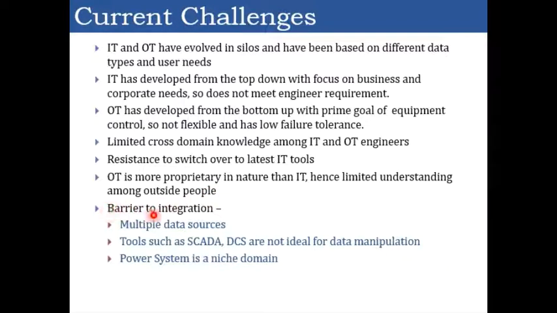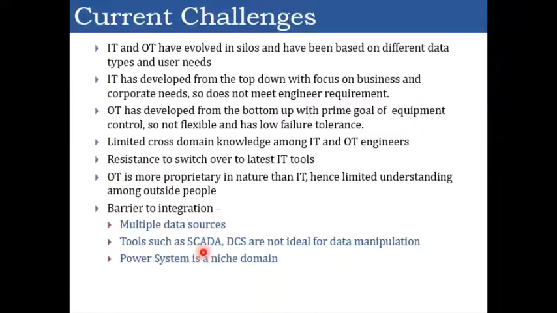Now, why is there a barrier to integration? The barrier is mainly because of multiple data sources, the type of data required, and the flow of information, which is entirely different in information technology and operational technology.